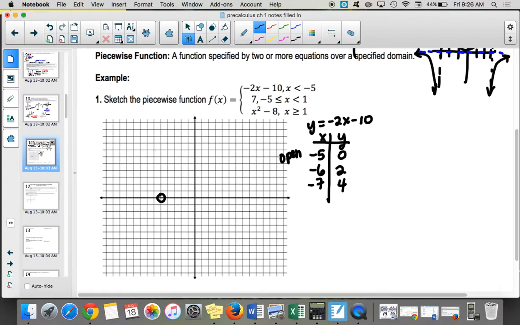I have negative 6, comma 2. And I have negative 7, comma 4. And it's going to continue that pattern. It's just a line.